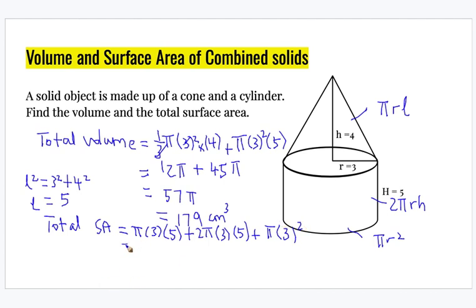So once again, work out everything. 15 pi plus 30 pi plus 9 pi. Okay, so we have 15 plus 30 is 45, plus 9, 54 pi, which gives us 170 cm squared.